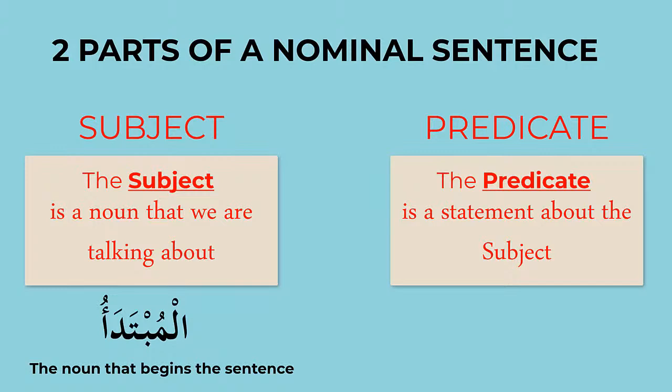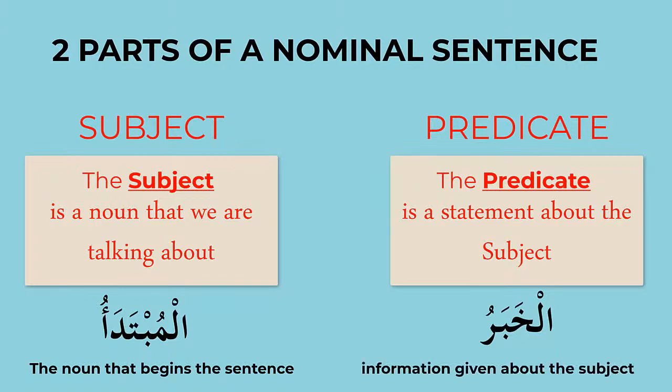Mubtada. Okay? Subject. And what is called predicate in Arabic? Very simple. Al-khabaru. Or you'll say khabar. Are you with me? Khabar means news.